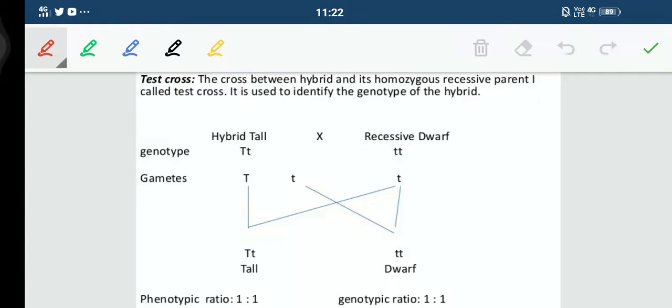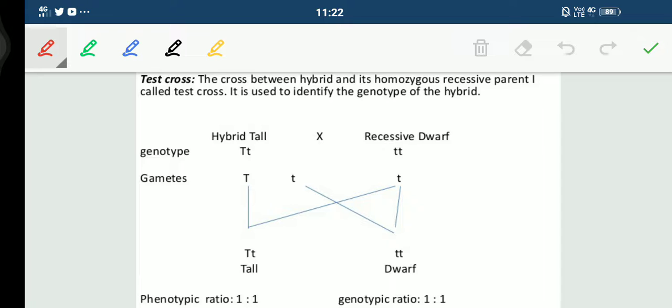Students, in this module we'll be studying about the test cross. First of all, we should know what exactly the test cross is and why it is being used. Now, the cross is made between a hybrid, that is, having two different alleles, and one homozygous recessive plant or parent. It is known as a test cross, and why is it used? To identify the genotype of the hybrid.